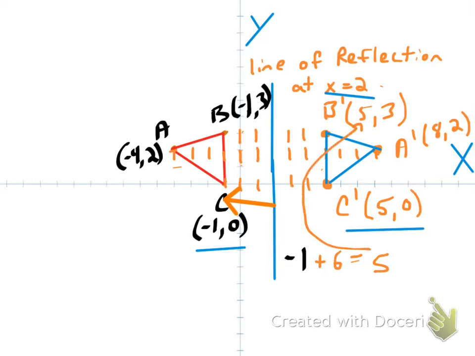Alright, and that's how you do reflection. Only x changes, unless the reflection line is horizontal on the y. Then only the y changes.